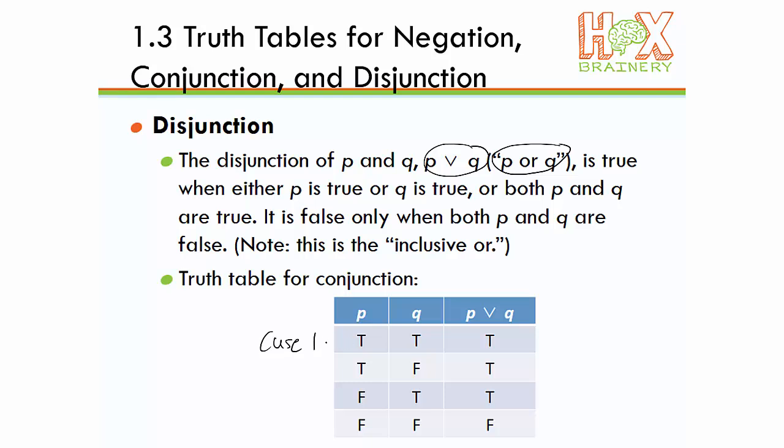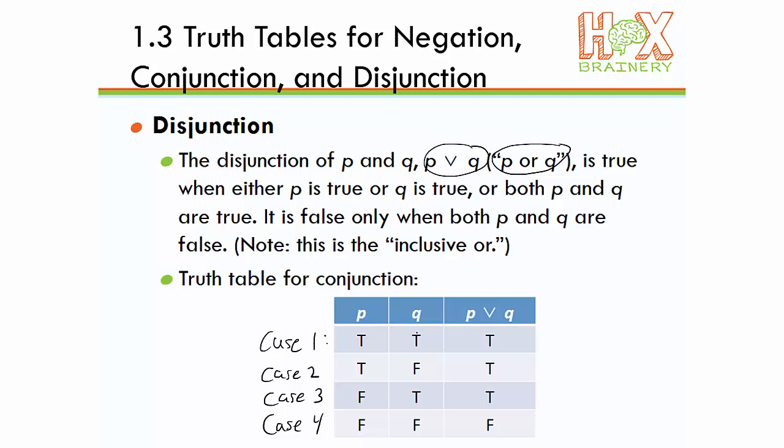So case 1, they're both true, both simple statements. Case 2, P is true, Q is false. Case 3, P is false, Q is true. And in the last case, case 4, they're both false.